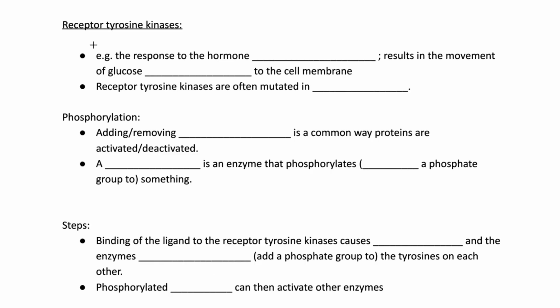Next are the receptor tyrosine kinases, and an example here is the response to the hormone insulin. When insulin binds to its receptor tyrosine kinase in the cell membrane, it ultimately results in the movement of glucose transporters into the cell membrane, and that's what allows glucose into the cell, which is one of insulin's main ultimate effects. Now, receptor tyrosine kinases are also often mutated in cancer, so they have important clinical applications.